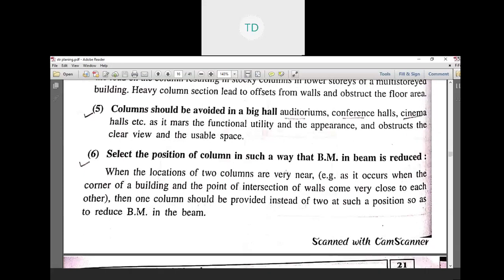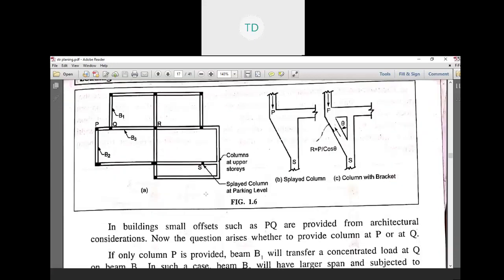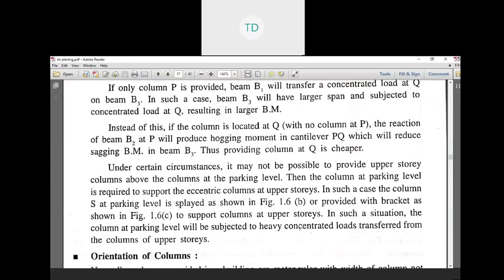Select the position of column in such a way that the bending moment in the beam is reduced. Sometimes columns are placed according to the grid, but as per structural guidelines and structural philosophy from past experience, we can adjust that column beyond the limit so that we can maintain the analysis and bending moment. That is why our design becomes light and economic.